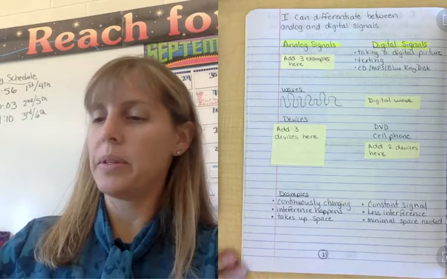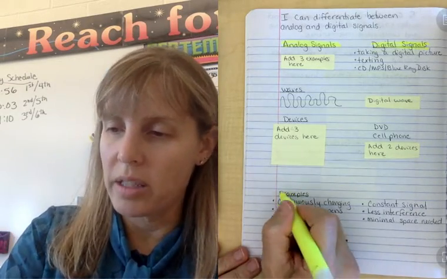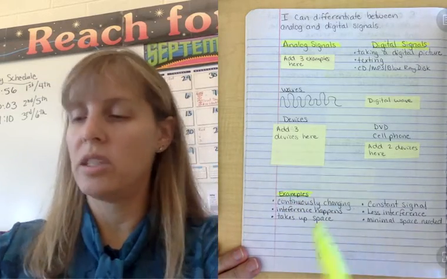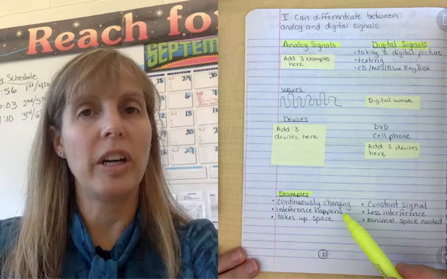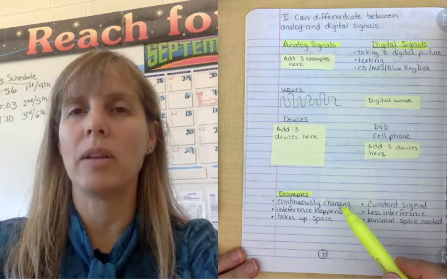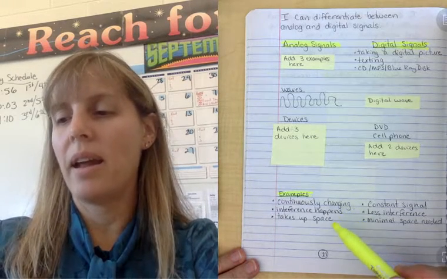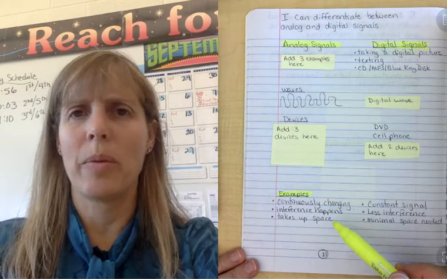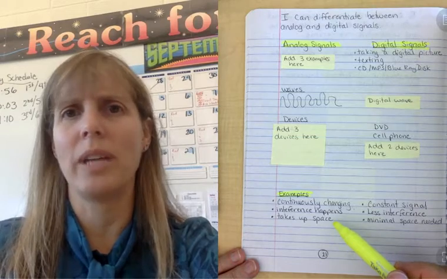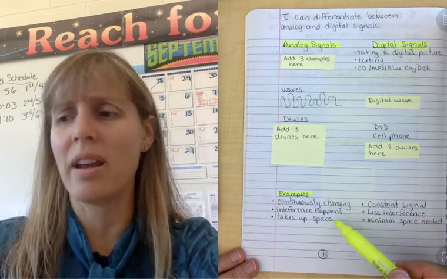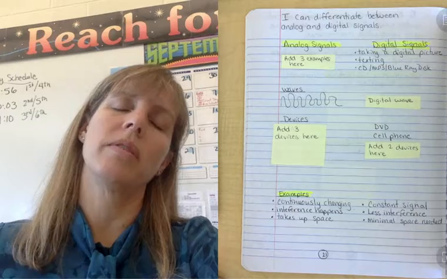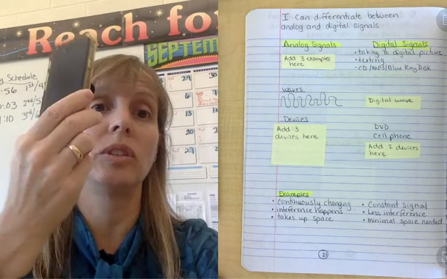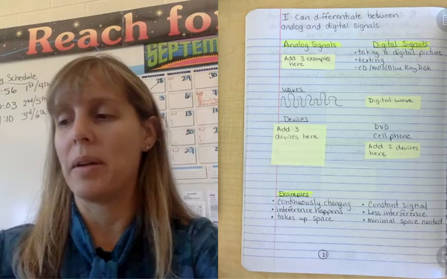So examples of analog signals is that they are continuous. They're continuously changing. And interference happens, so sometimes they get sloppy and you might lose a signal. And analog things take up a lot of space. For example, a record takes up a ton of space, and it only has maybe 10 or 15 songs on it. And this is so much smaller than a record. It has an MP3 player in it, and it can hold thousands of songs. Okay, I can put them in my pocket if I want.